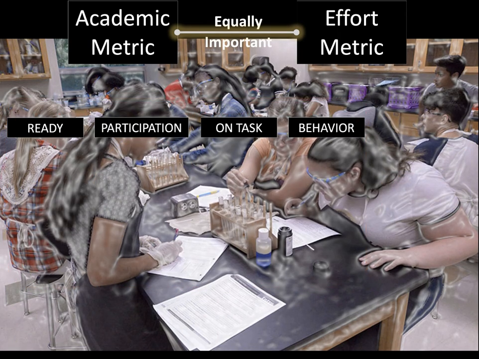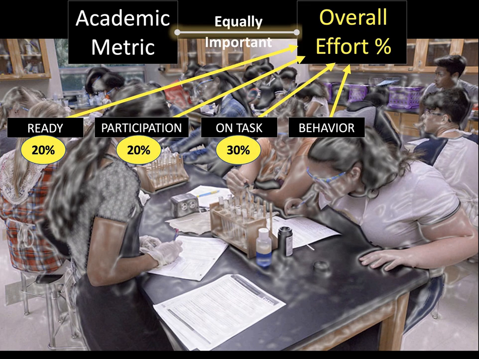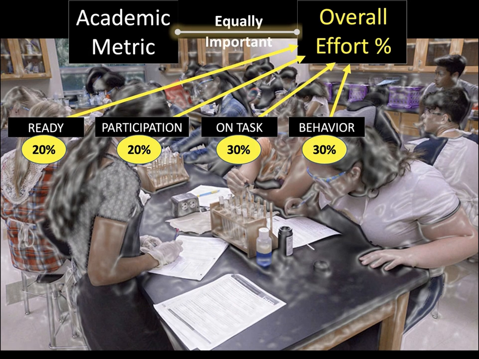In the E4Effort system, the effort metric is also known as the overall effort percentage and is a weighted average of the 4 effort categories. The default weights are ready 20%, participation 20%, on task 30%, and behavior 30%. A teacher can change category weights from settings in the teacher dashboard. If a teacher does not want to use one or more categories, they would set that category's weight to 0 and adjust the other category weights to sum to 100%.